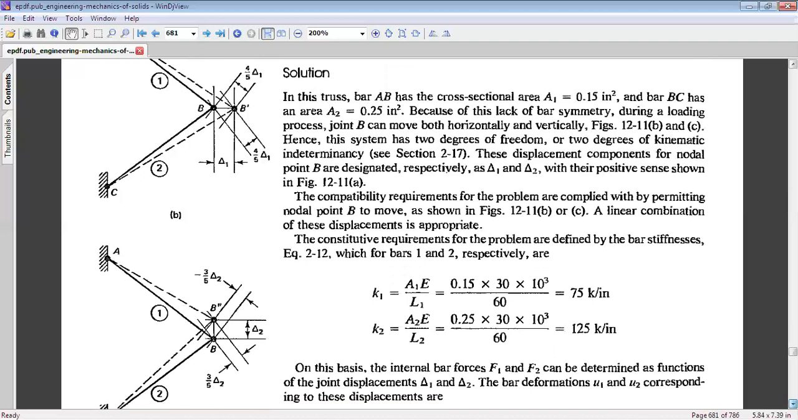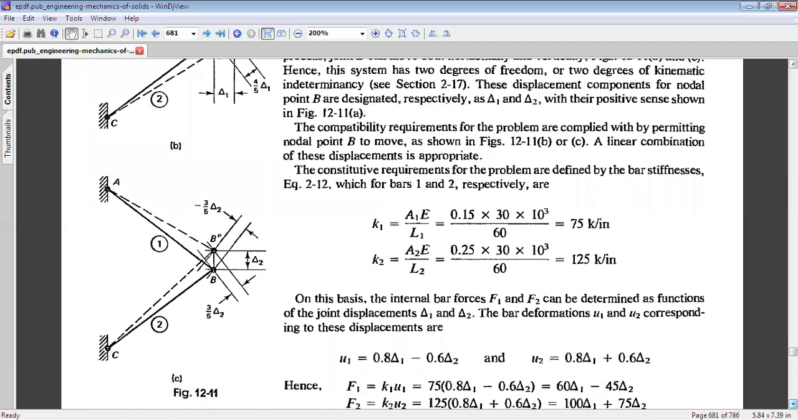Again, let us see what happens if we give a vertical displacement of delta 2 to point B, and point B thereby takes a new position B double dash. Due to this vertical displacement, link AB contracts, and there is a stretch in link BC. Link AB contracts by amount 3 by 5 delta 2, and link BC extends by amount 3 by 5 delta 2. Again, this can be obtained easily by taking the component of delta 2 in the direction of AB and in the direction of BC.